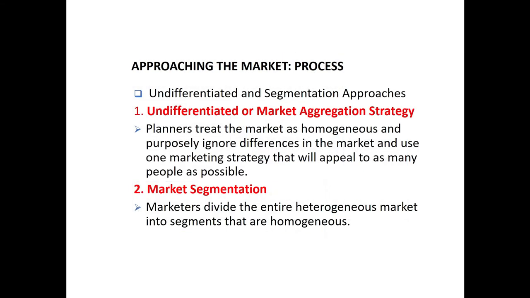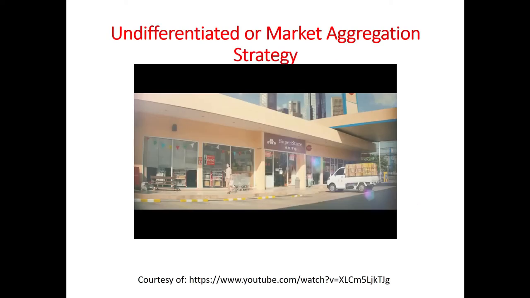Okay, now let's talk about your differentiated and segmentation approaches. When we're talking about undifferentiated or market aggregation strategy, planners treat the market as homogeneous. When you say homogeneous, they are the same, and they purposely ignore differences in the markets and use one market strategy that will appeal to as many people as possible. For market segmentation, on the other hand, marketers would divide the entire heterogeneous market into segments that are homogeneous. Meaning to say, they will cluster their customers, perhaps based on age, sex, needs, wants, etc. So let's take a look at an example of a strategy that is undifferentiated.